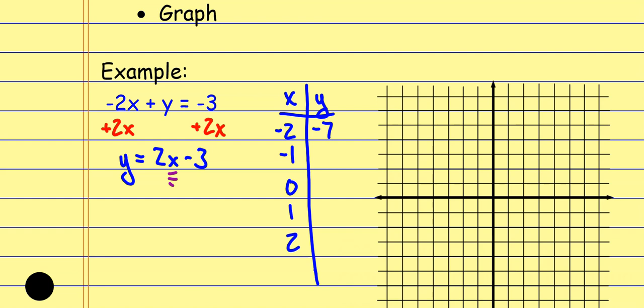right? So now let's plug the -1 in for x. Ready? 2 times -1 is a -2. -2 minus 3 is a -5.